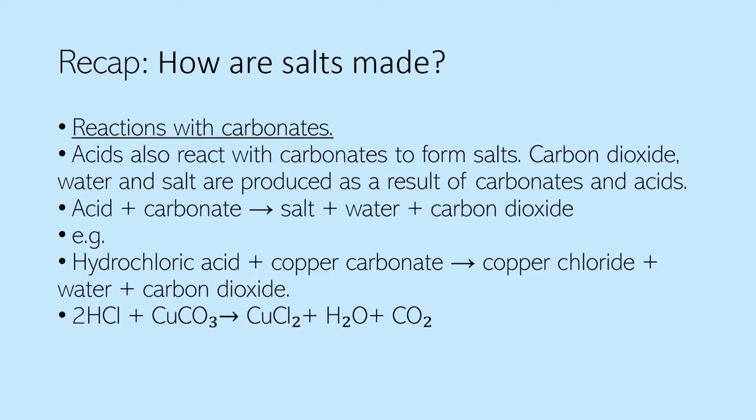This also happens with reactions with carbonates. Acids also react with carbonates to form salts. Carbon dioxide and water and salt are all produced as results. Remember, when we have carbonates, they will always produce carbon dioxide. So an acid plus a carbonate goes to salt plus water plus carbon dioxide. An example of this is hydrochloric acid plus copper carbonate, which gives us copper chloride plus water and carbon dioxide. Or the chemical formula is there for you as well.